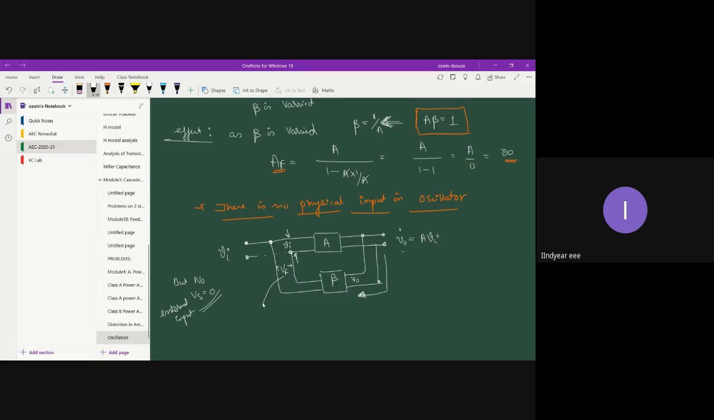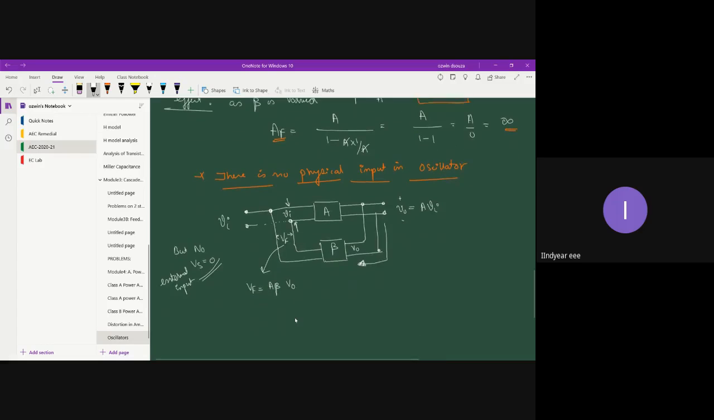Now what is VF? Can anyone tell me the value of VF? VF is equal to beta into V naught, and we have already seen in the previous section that V naught is equal to A into Vi. So the value of VF is A into beta into Vi. So in the case of an oscillator, in order to have a feedback signal which is equal to the output signal, the product A beta should be unity. And this condition is called the magnitude condition for sustained oscillation.